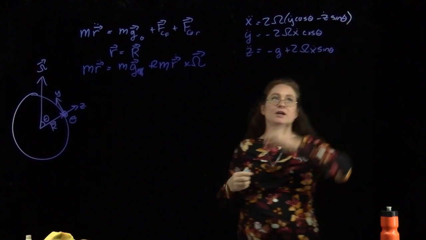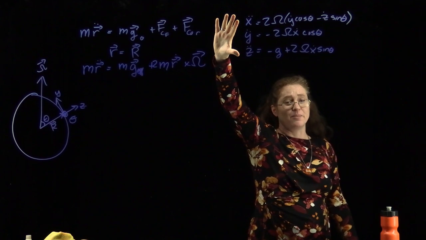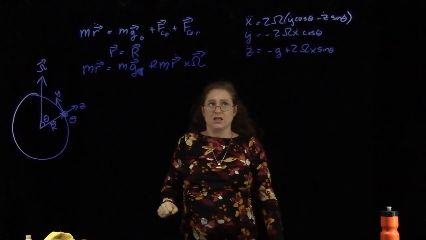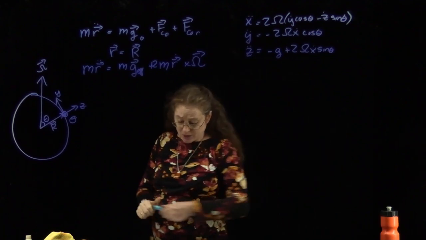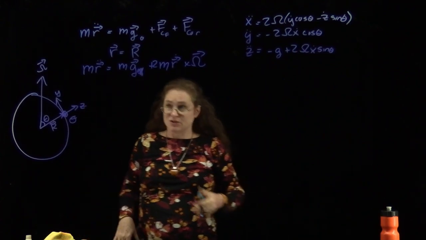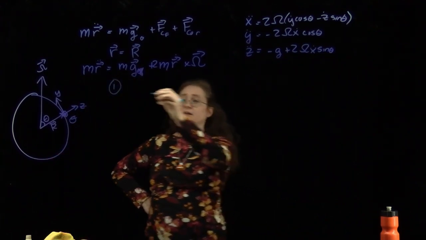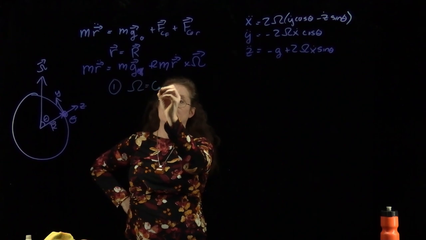So now we have these equations. Now this is three sets of coupled differential equations. That's ugly to solve in general. But what we can do is that we can solve it iteratively. So we are going to, as a first step, plug in omega equals 0.